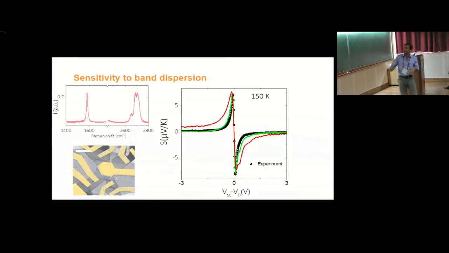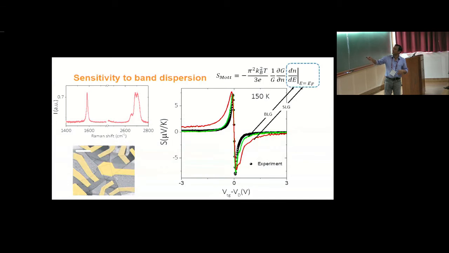There are a couple of very important points. It's extremely sensitive to band dispersion, and this is very interesting. You see, this is the data that we took at 150 degrees for a bilayer graphene. And what we did, we tried to fit the Mott expression with single layer density of states and bilayer density of states. There's clear difference between the two descriptions. So it means that the thermopower measurement is extremely sensitive if you want to look at the density of states at low energy features. And this is exactly what Adhip has seen.